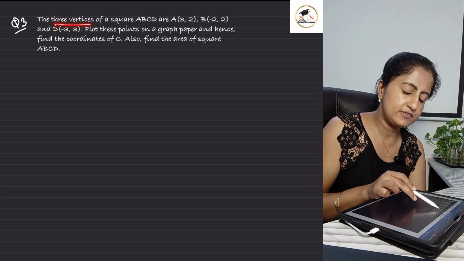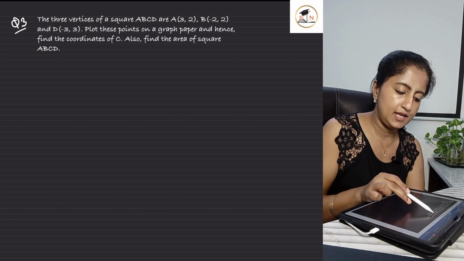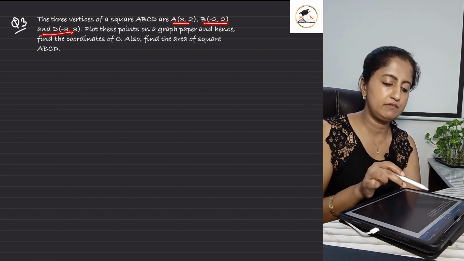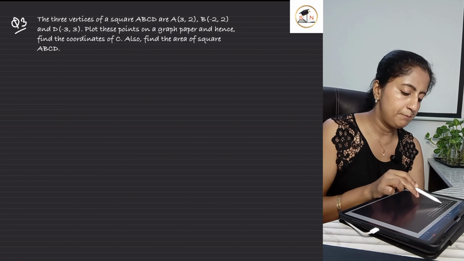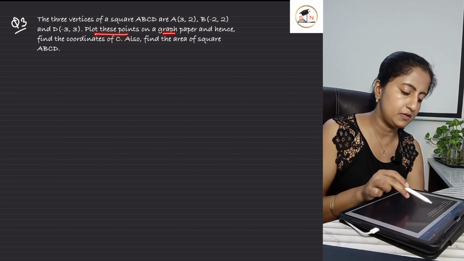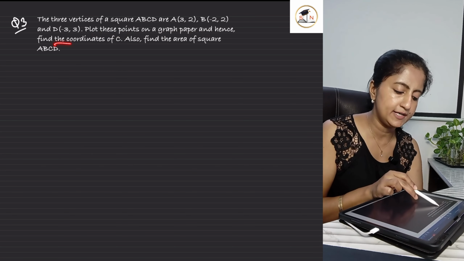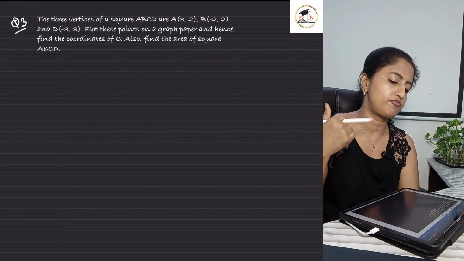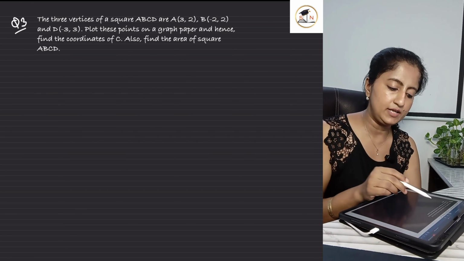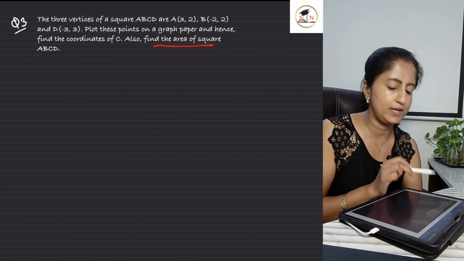Now, moving on with the next question. The 3 vertices of a square ABCD are A, B, D. We are given A, B, and D for a square ABCD. Plot these points on a graph paper and hence find coordinates of C. Okay, we are supposed to plot, we are supposed to find the coordinates of C, and after that, find the area of the square as well.